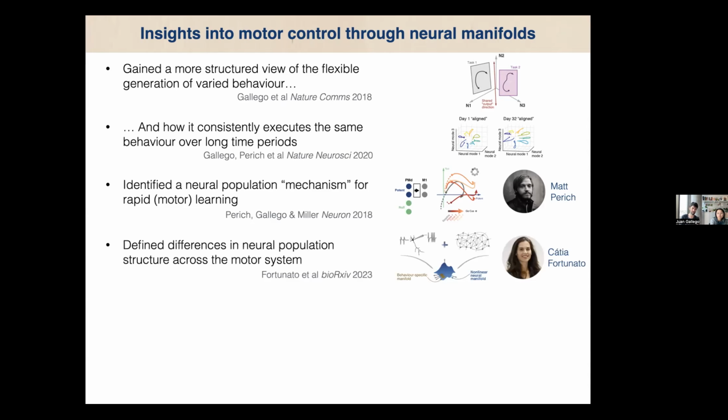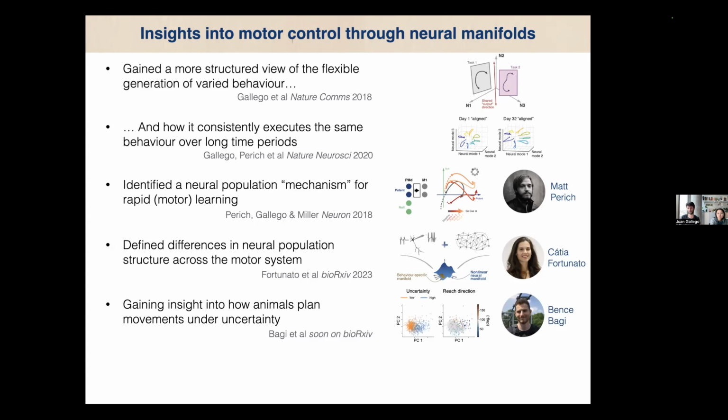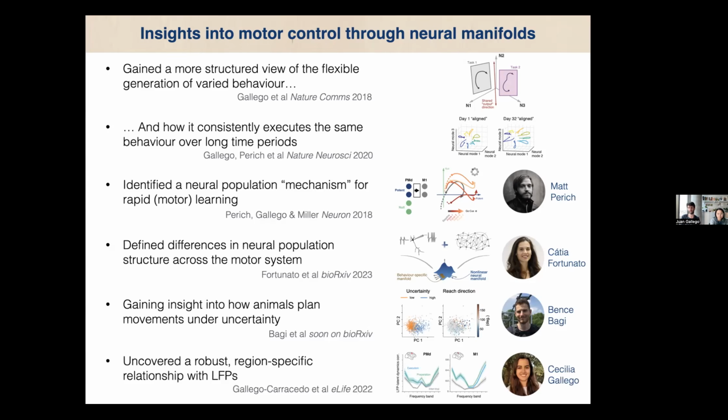This was led by Matt. Now in the lab, we're starting to look at comparing the geometry of these manifolds across regions. This is Katya's work on bioRxiv. We're also looking at the intersection between movement planning and more decision-making or cognitive aspects, such as making sense of sensory cues. And we are also interested in the relationship with other population activity patterns like LFPs, as this is Cecilia's work. This is for the discussion or for the future synthesis in YouTube.